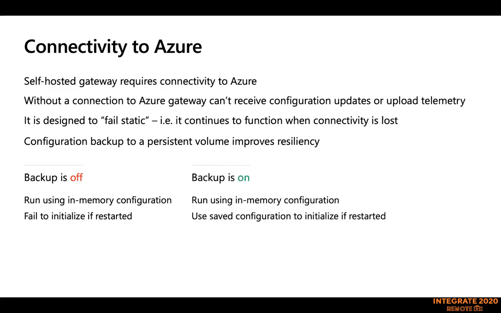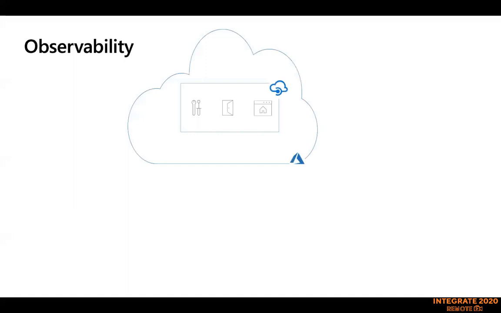With backup on, it does exactly the same. If connectivity is lost, it's running using in-memory configuration, so nothing changes there. But if it by any chance is restarted, you're doing rolling upgrades, or you accidentally restarted your pods, they will use the saved configuration to initialize and will successfully restart and continue working. Of course, no updates will be received, but at least the data plane will work in your environment until connectivity can be reestablished.